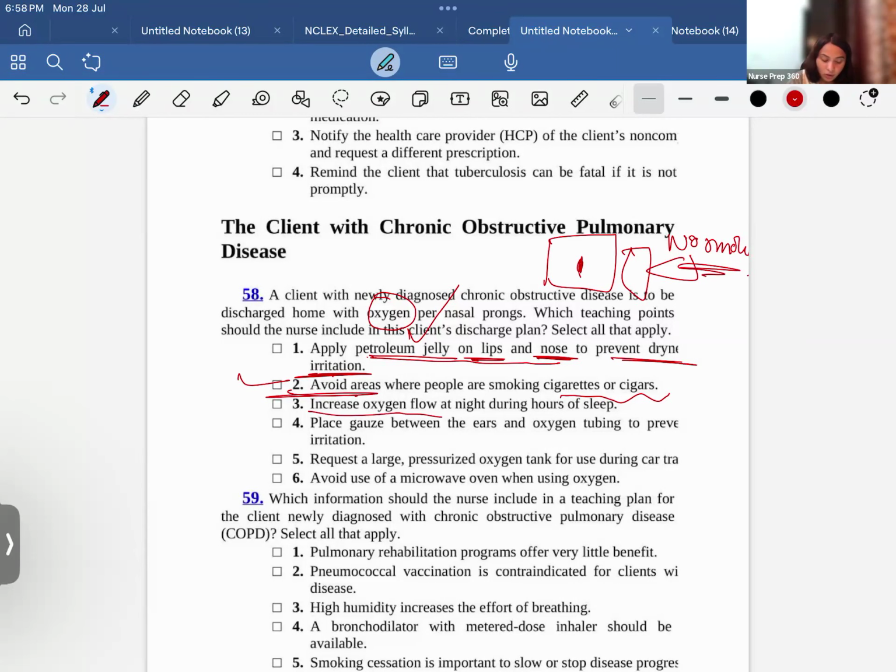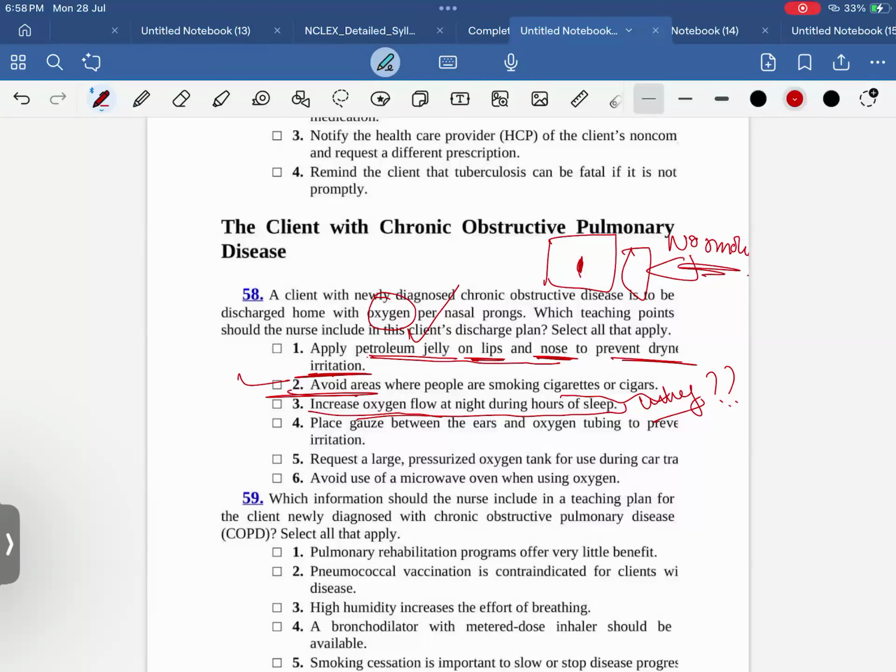Next, increase oxygen flow at night during sleep. No, ma'am. Why no? Because with COPD, they don't need increased oxygen. At night, oxygen demand decreases, so there is no need to increase oxygen flow when sleeping.